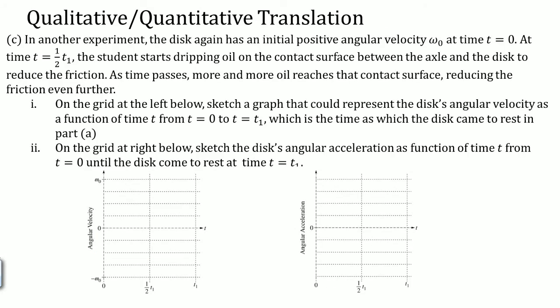So good. Next, it does ask you to keep sketching. And the way the second part, the C, always works is that something changes in the scenario. Sometimes mass is introduced, or friction is introduced, or sometimes friction is reduced. In this experiment, the disk again has initial positive angular velocity. Then at t equals 1/2 t, in the middle, the student starts dripping oil on the contact surface between the axle and the disc to reduce friction. As time passes, more and more oil reaches the contact surface, reducing the friction even further. In other questions, you introduce friction. In this one, you reduce friction. Let's see how that affects the graph.